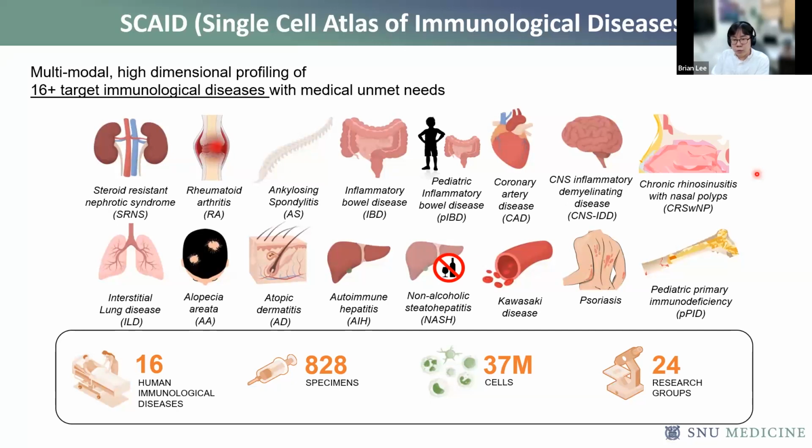And so, to first start off, SCADE, or Single Cell Atlas of Immunological Diseases, is a program funded by the Korean government where the goal is multimodal high-dimensional profiling of 16 plus target immunological diseases with unmet medical needs. And these diseases can range from rheumatoid arthritis, from inflammatory bowel disease, from CNS inflammatory demyelinating disease such as multiple sclerosis, to atopic dermatitis, psoriasis, and so on. And so the goal is to profile these diseases and collect all of these single cell data sets, including over 37 million cells collected. And this is part of over 24 research groups that are in collaboration with this project.